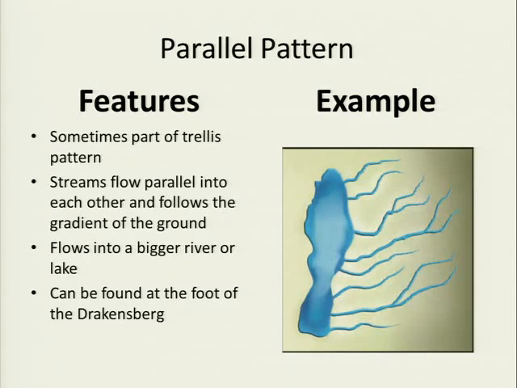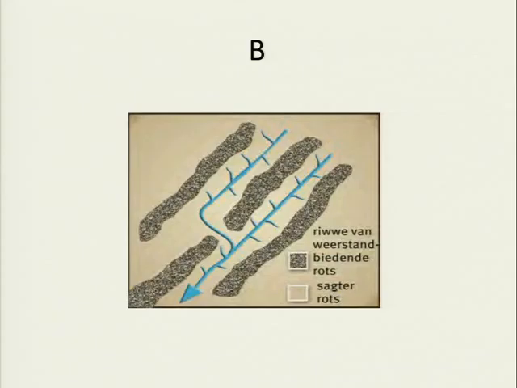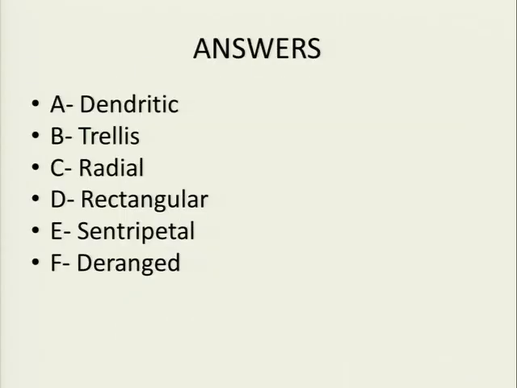Then we get the parallel pattern. The parallel pattern is sometimes part of the trellis pattern. Remember, the main difference there is that the parallel pattern flows into a bigger river or a lake, like at the foot of the Drakensberg. Okay, have a look at your answers again. A had to be dendritic, B trellis, C radial, D rectangular, E centripetal, and F deranged.